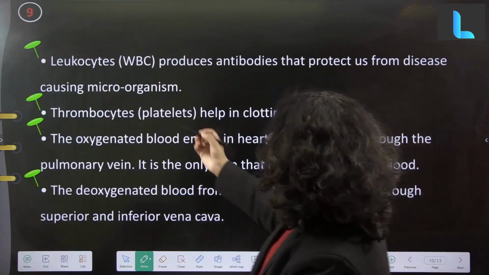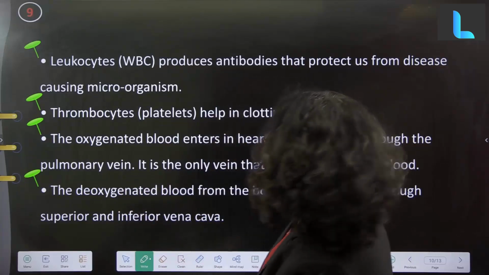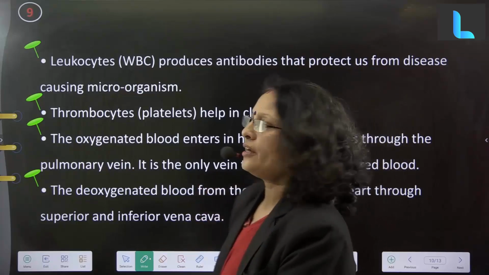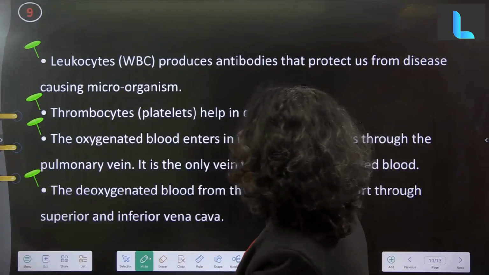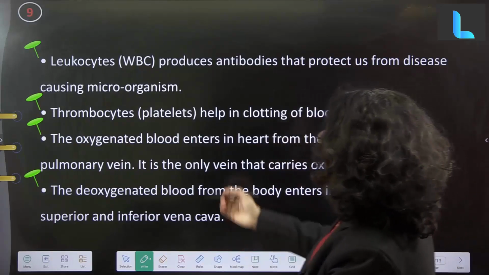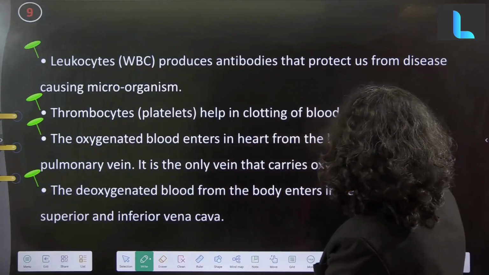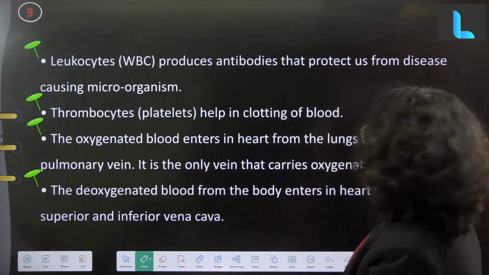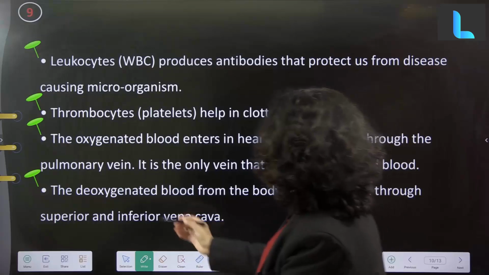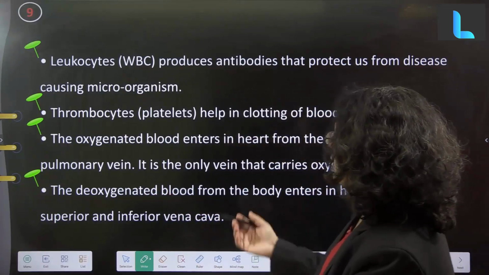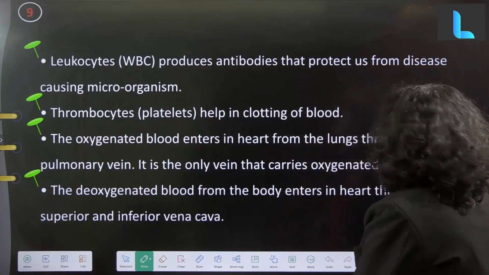Okay, and leukocytes, WBCs, white blood corpuscles, produce antibodies that protect us from different diseases caused by microorganisms. Thrombocytes, platelets, help in clotting of blood. The oxygenated blood enters the heart from the lungs through the pulmonary vein. It is the only vein that carries oxygenated blood, and the deoxygenated blood from the body enters the heart through the superior and inferior vena cava.